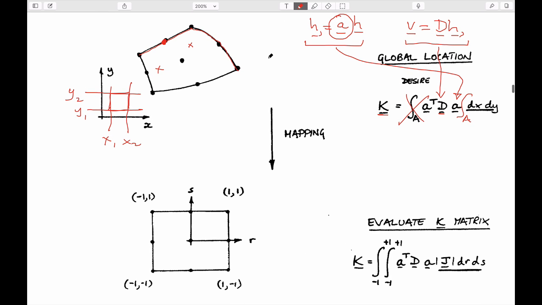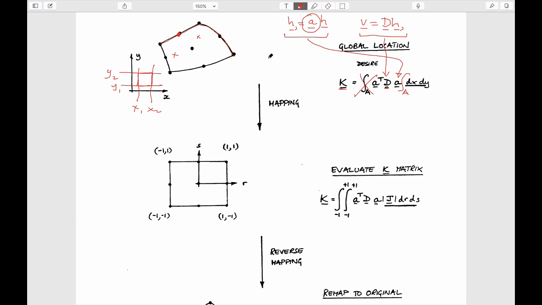So the basic idea is this. We take the existing element, and instead of looking like this, we map it onto a bi-unit square. So it's 2 by 2 in dimension. It happens to be centered on 0, 0 in terms of local coordinates. And if we do that, then we can very straightforwardly evaluate this integral, because all of a sudden the limits are quite easily defined, as they would be here, as opposed to here where they actually vary along this line.